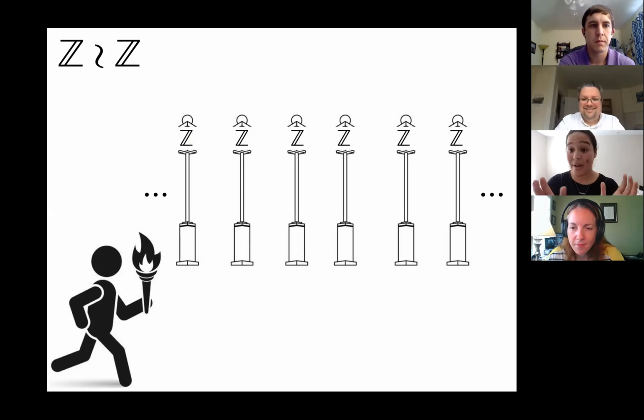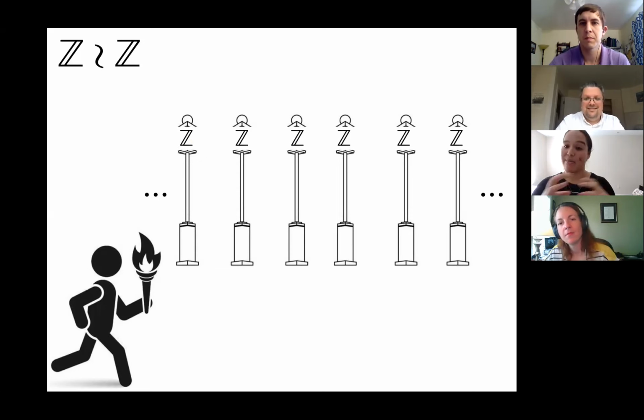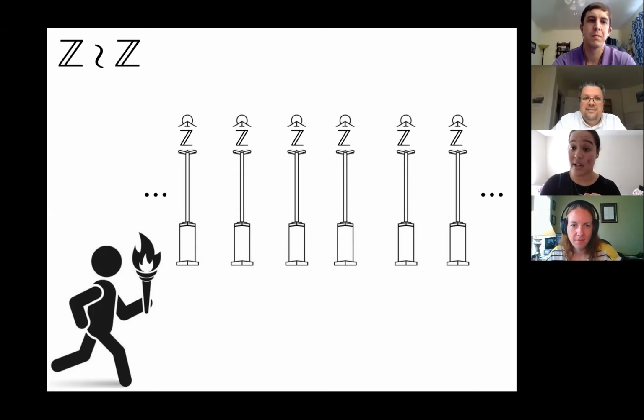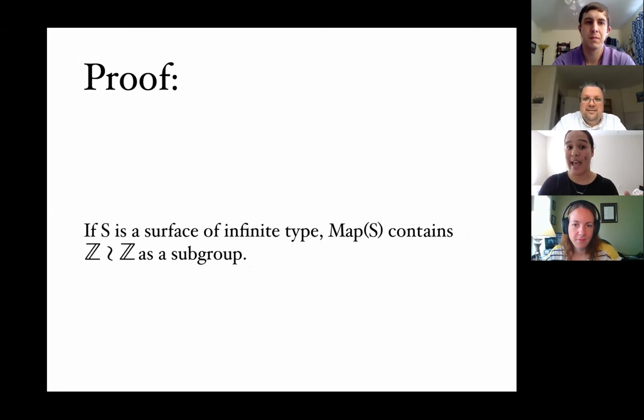And now that I hope you will believe me that this is the right picture for my group, instead of needing to find that complicated description of my group in each of my mapping class groups, I just need to find this picture in my group. And really, when I say that picture in my group, it means I need to find a picture like this on my surface. And so that's what I'm going to try to do. So the first step is, I just said that, I just want to show that there's a Z wreath Z as a subgroup of every mapping class group.